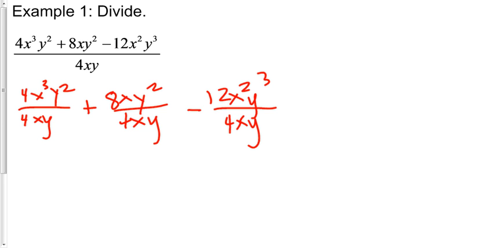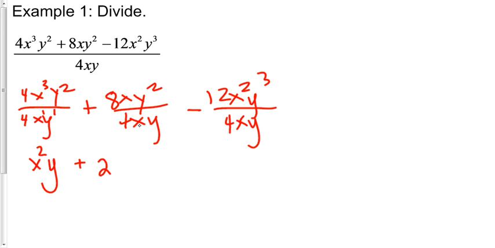So the first one, 4 divided by 4 is 1. And to combine the x's and the y's, remember the rule is to subtract these powers. So remember that if you don't see a power, it really means it's to the first. So 4 over 4 is 1. X to the third over x to the first is x squared. Y squared over y is y to the first, or just y. That's the first term. Then we've got plus, 8 divided by 4 is 2.